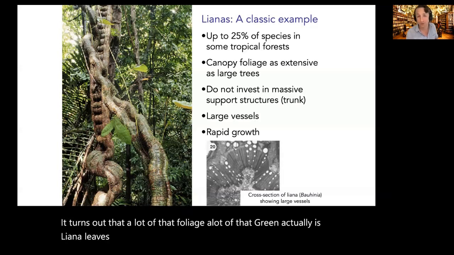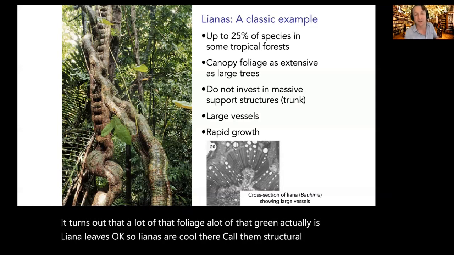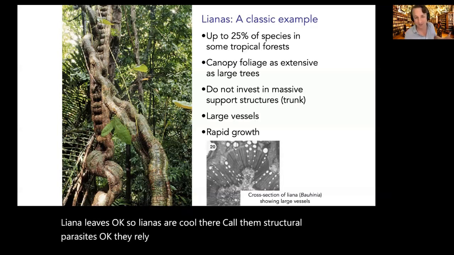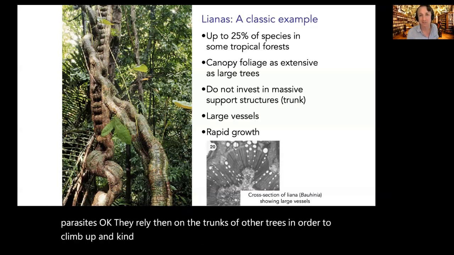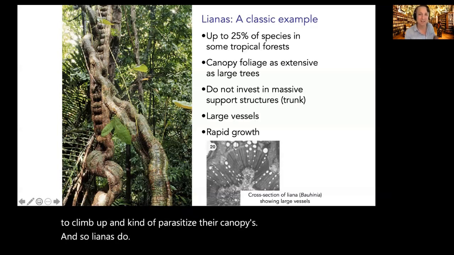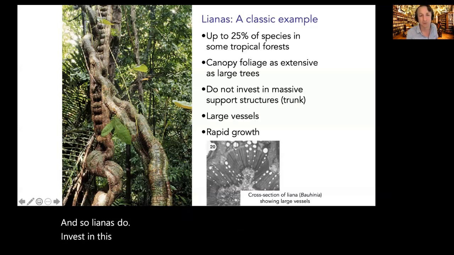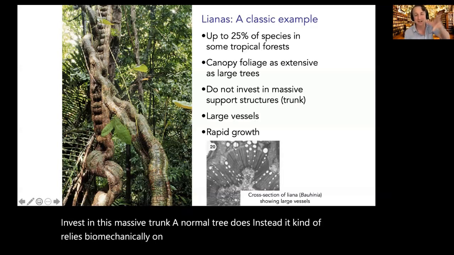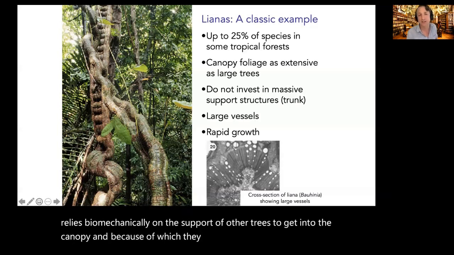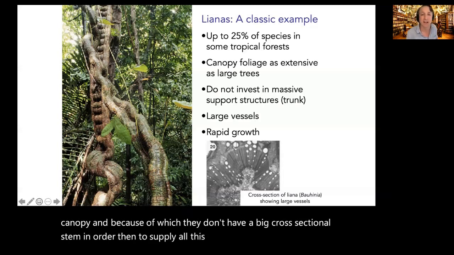So lianas are cool. We call them structural parasites, okay? They rely on the trunks of other trees in order to climb up and parasitize their canopies. And so lianas don't invest in a massive trunk like a normal tree does. Instead, they rely biomechanically on the support of other trees to get into the canopy. And because of which, they don't have a big cross-sectional stem in order to supply all this leaf material in the canopy.